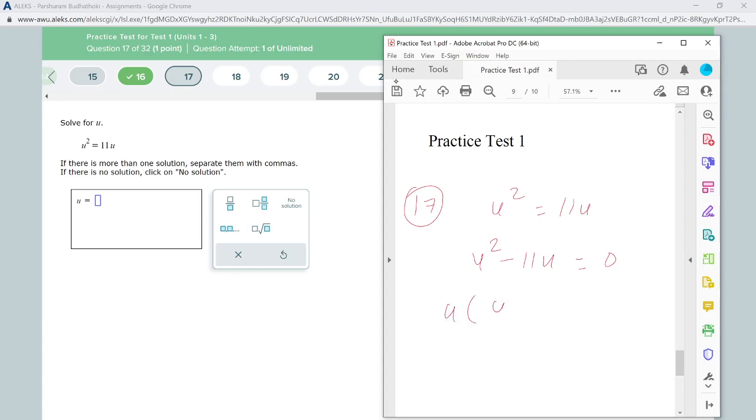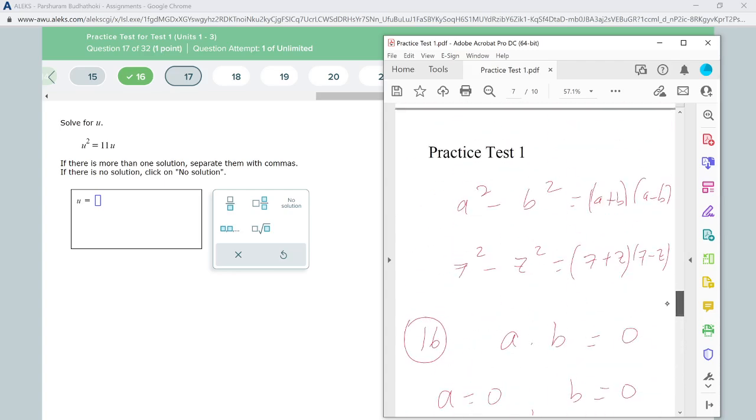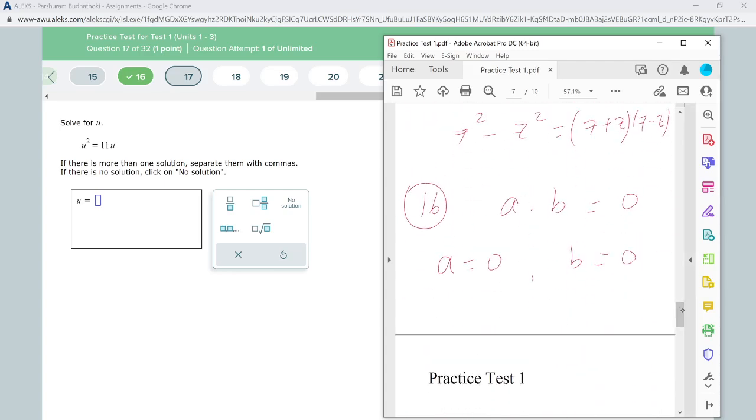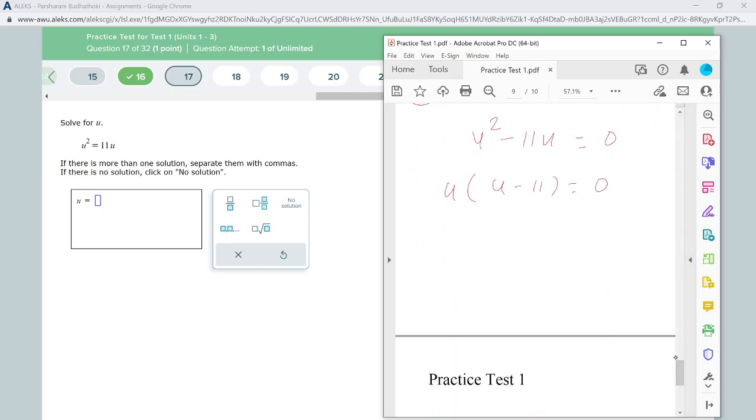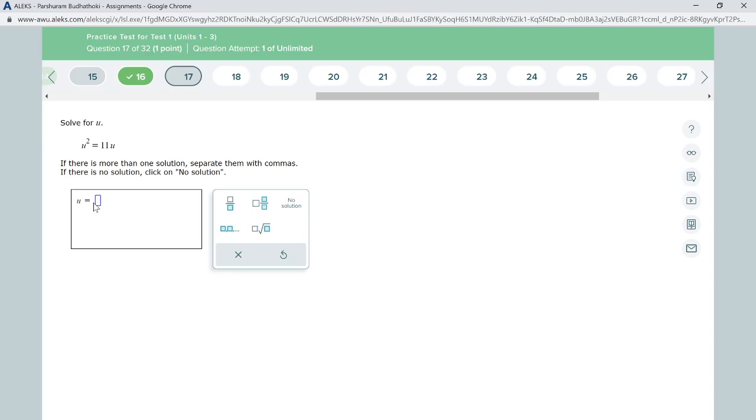u is the common factor, so u minus 11 is what's left over. By using the same property, called the zero product property, the possibility is either u is 0 or u minus 11 is 0. If you solve for u here by adding 11, it gives you u equals 11. So there are two possible answers, 0 and 11. Use a comma to separate those answers.